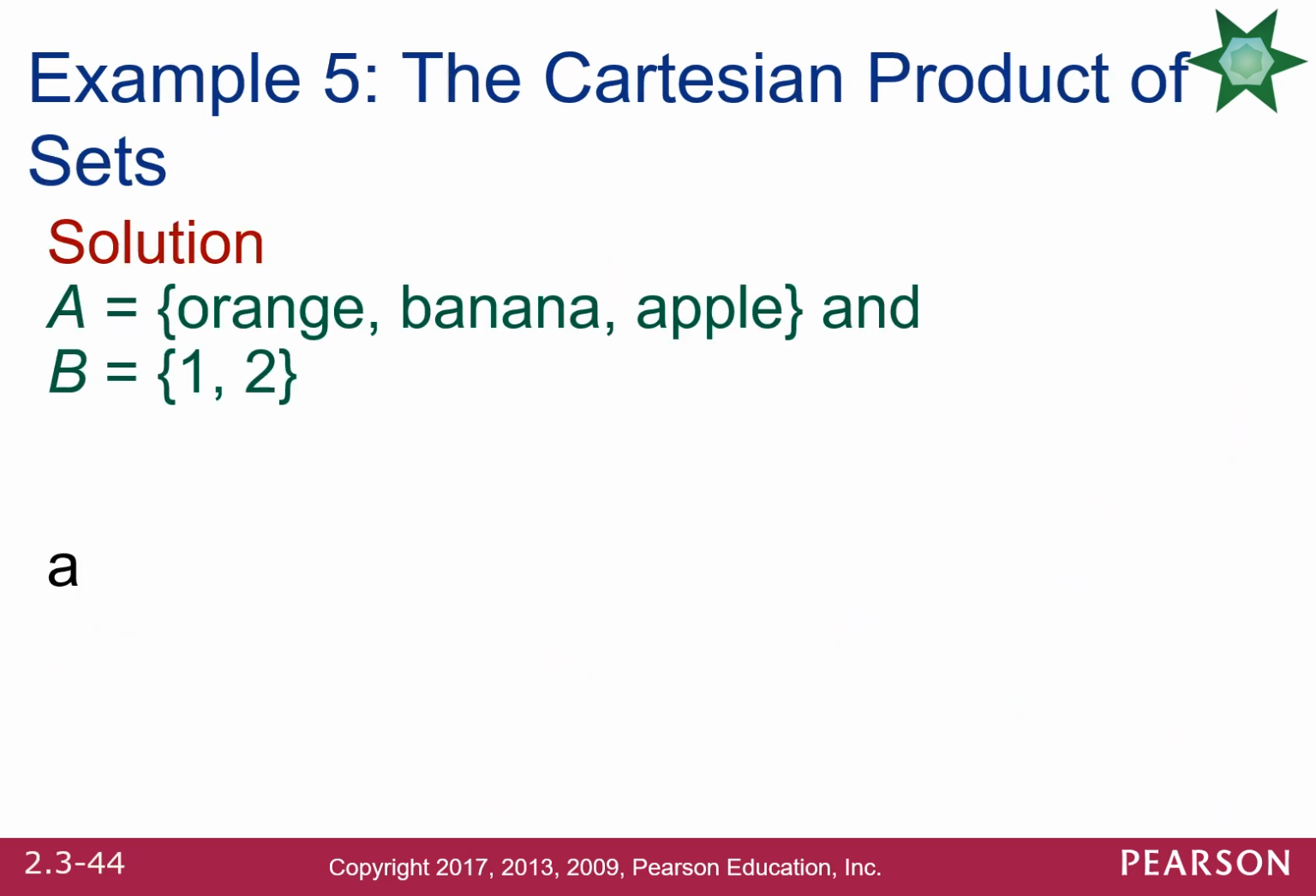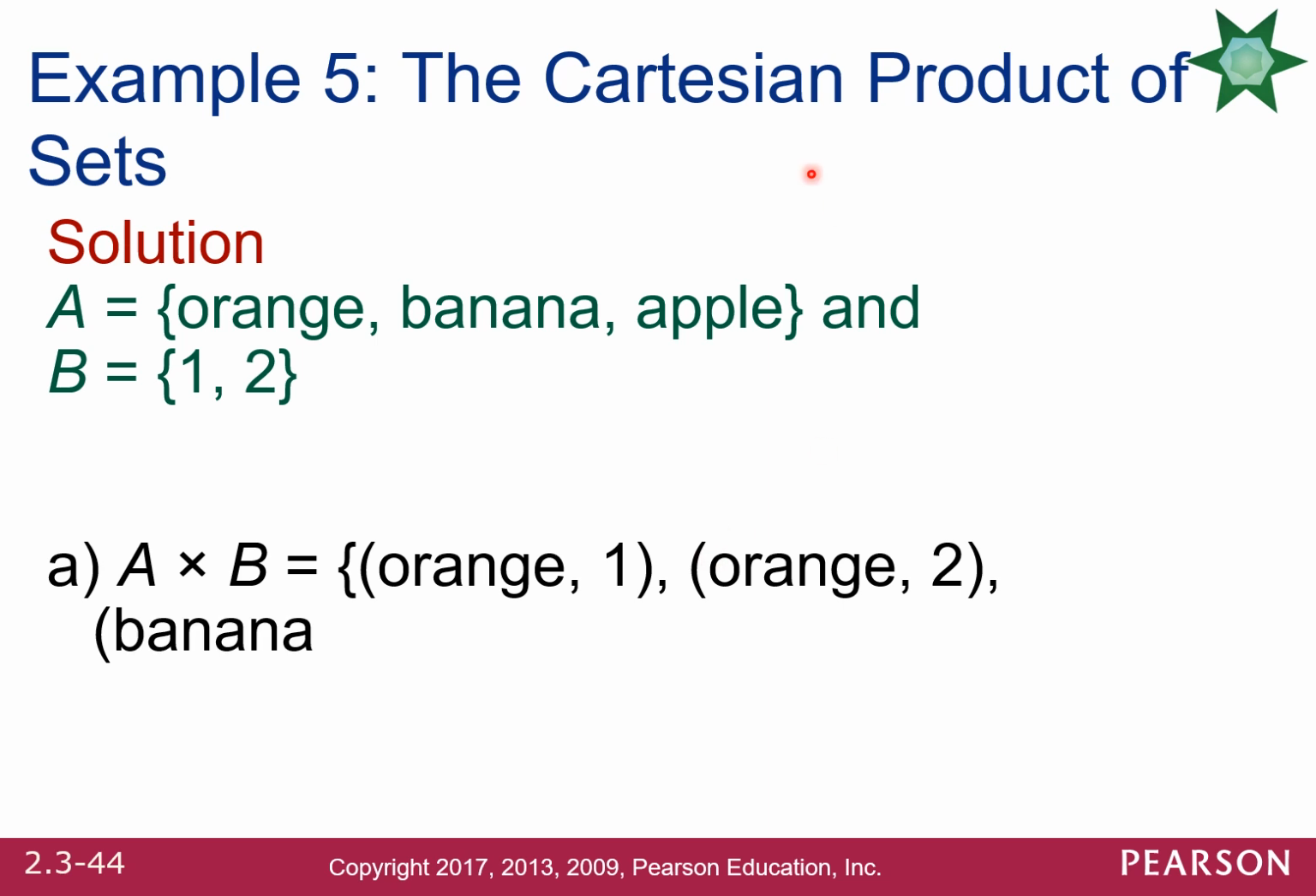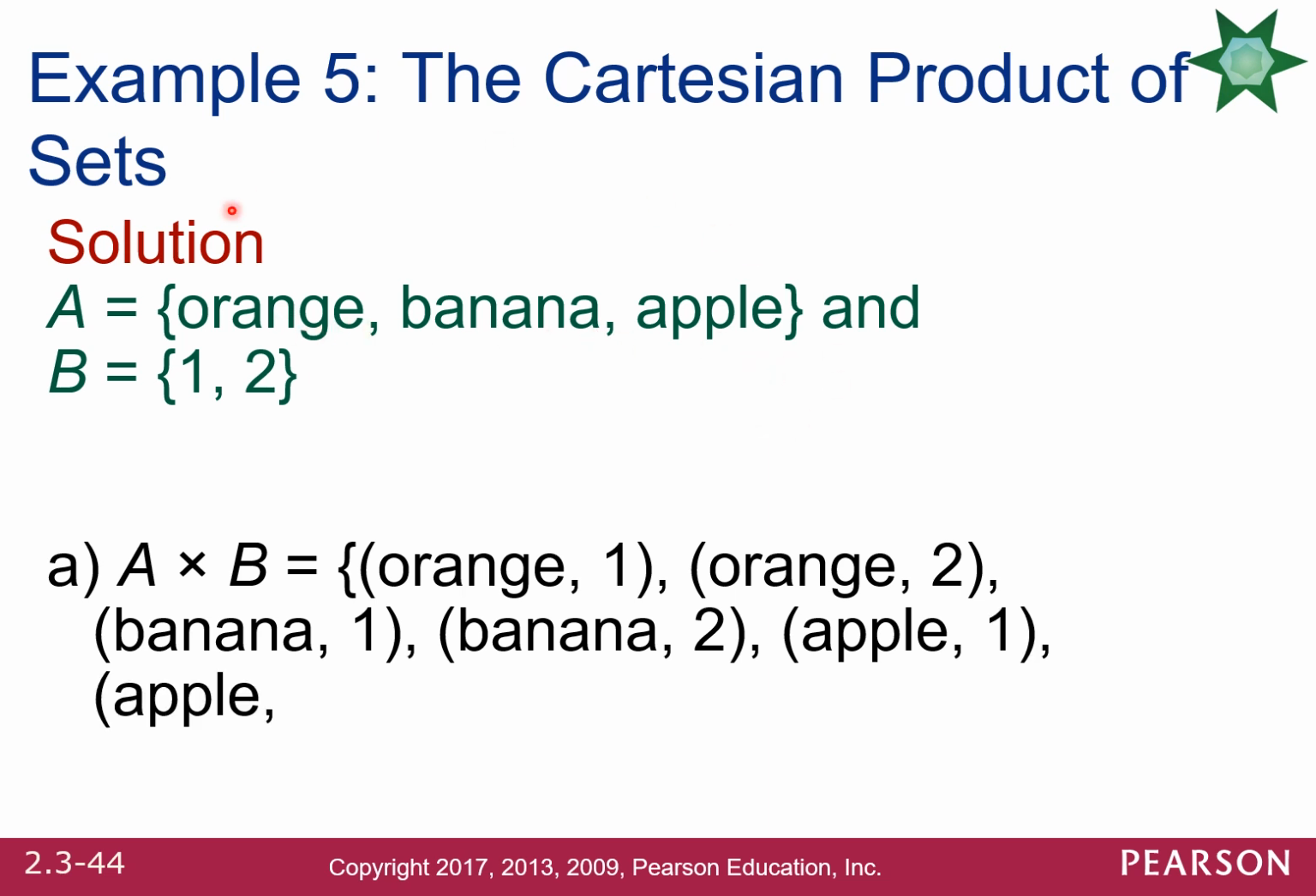All right. We are now going to pull up the solutions and check if they agree with what we came up with when we worked on this problem. So here the set A has orange, banana, and apple as its elements, and B has 1, 2. We are supposed to come up with the Cartesian product of these two sets. So recall what we need to do. We have to take each element from A and combine it with all the elements in B.